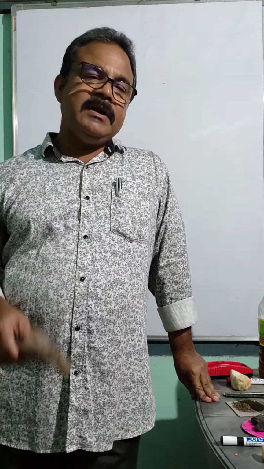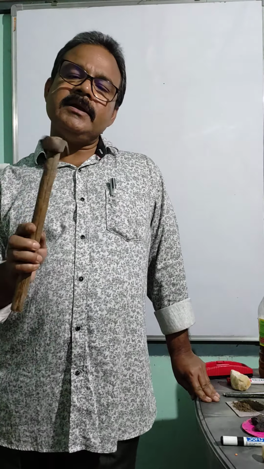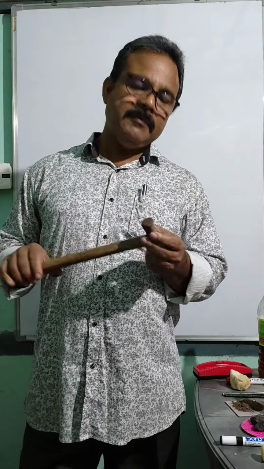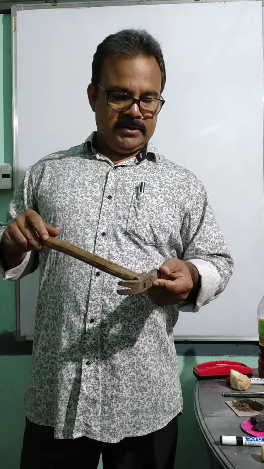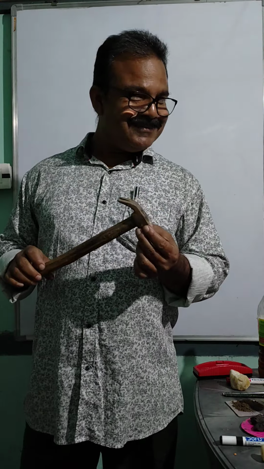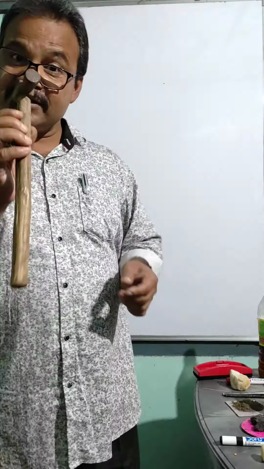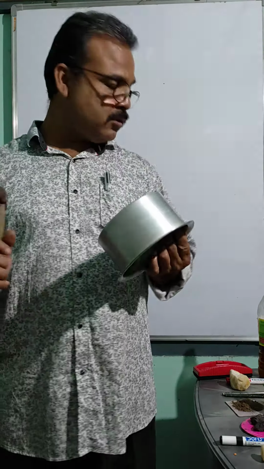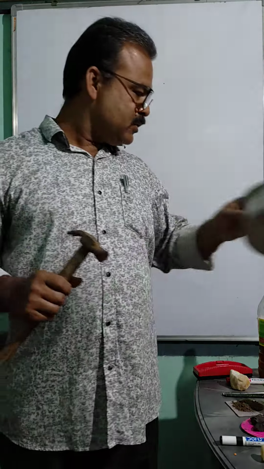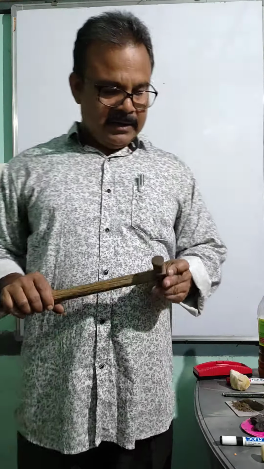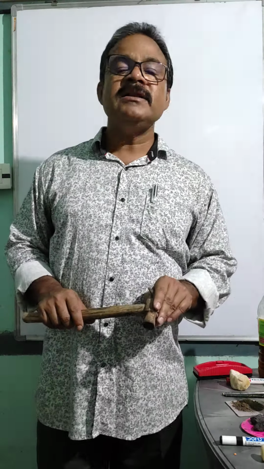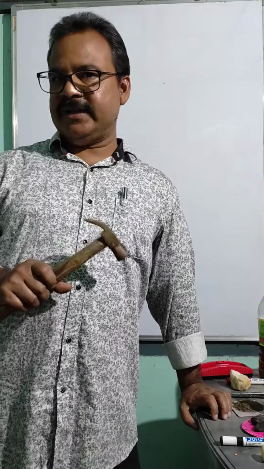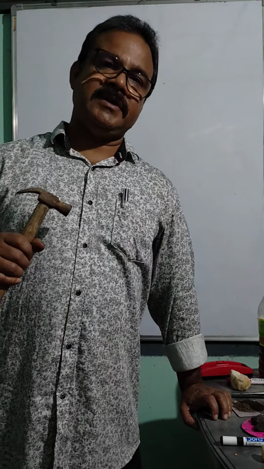Now you come to the physical state. It is this piece of iron. It is made up of iron. Tell me about its physical state. Is it liquid? Is it gas? No, it is solid. And this aluminium, it is also solid, isn't it? So you can say that metals exist in solid state. Metals exist in solid state at normal temperature.